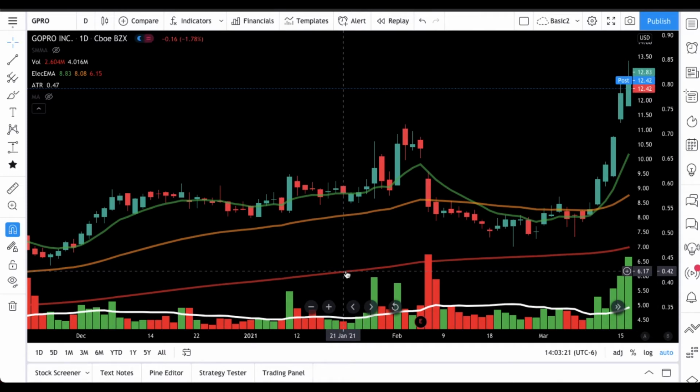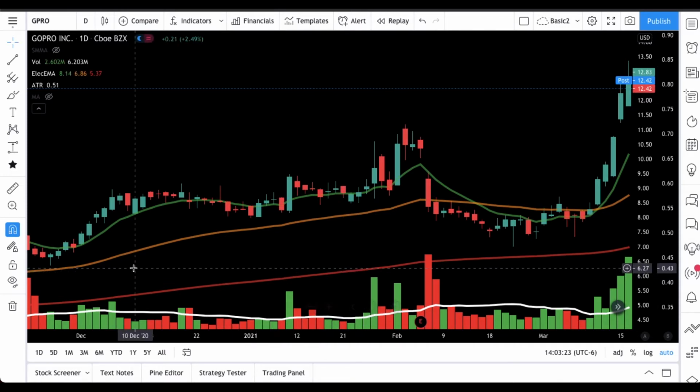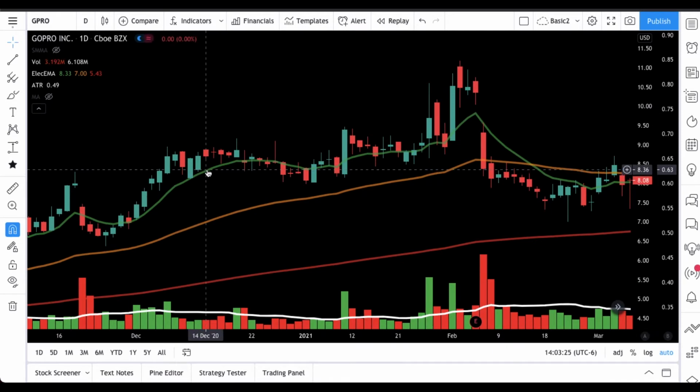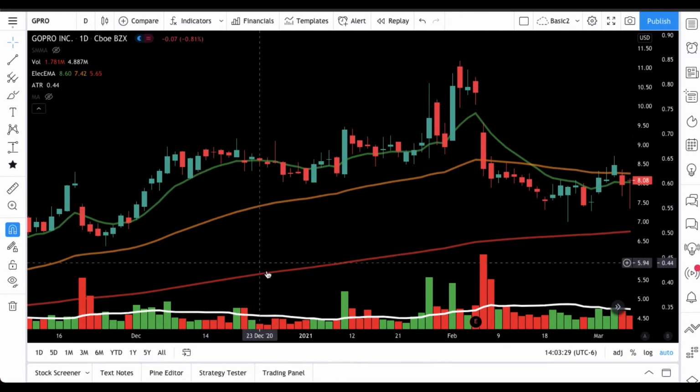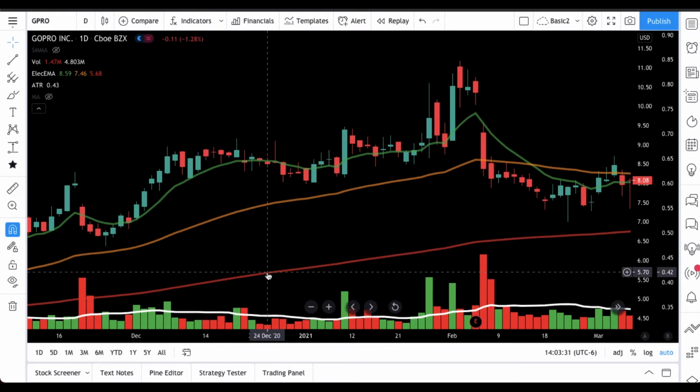So what I'm looking for when I'm trading is I want these EMAs to be stacked this way. I want green on top, orange in the middle, and red on the bottom for an uptrend. If I was looking for downtrends, it would be the opposite: red on top, orange still in the middle, and green on the bottom.